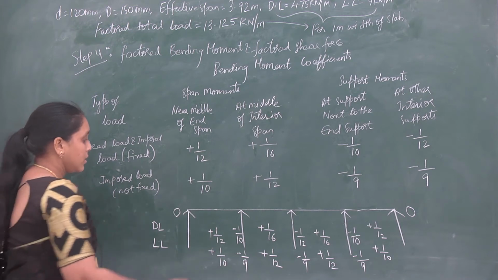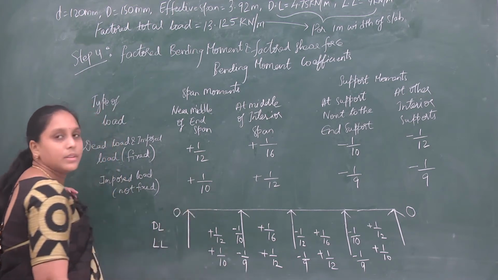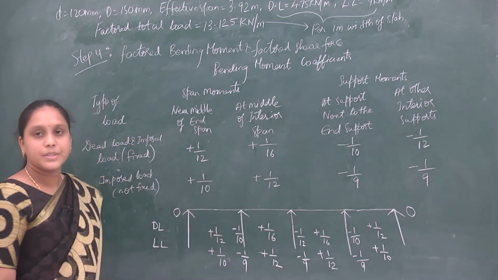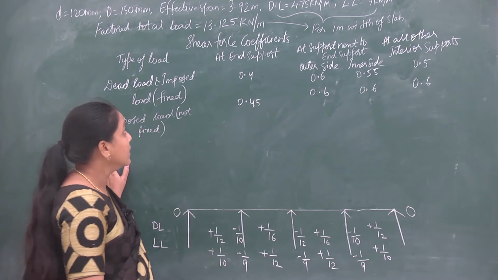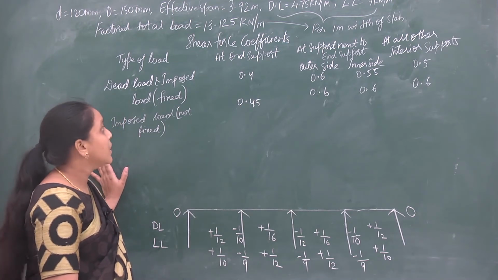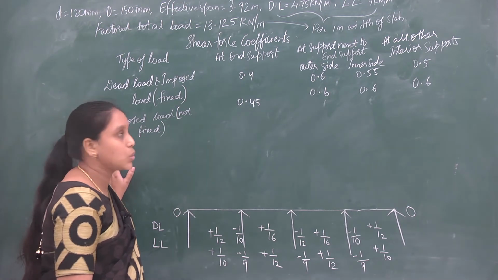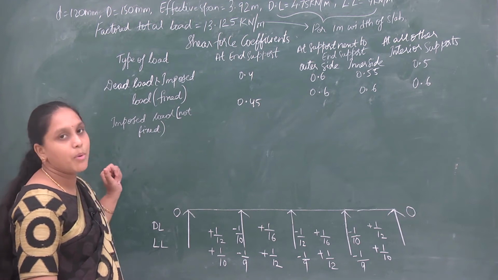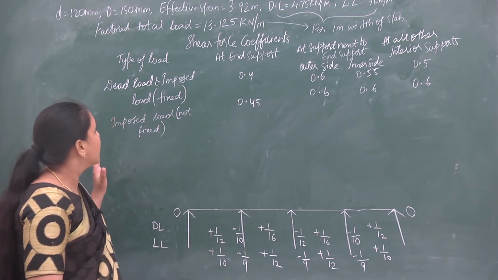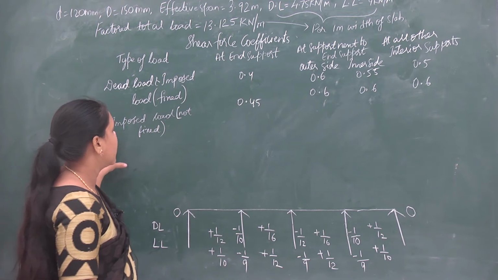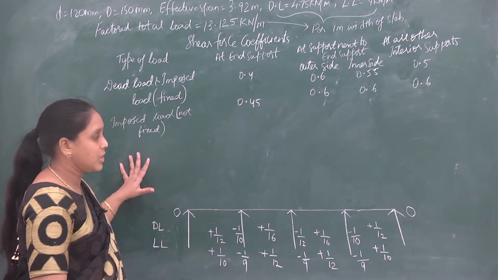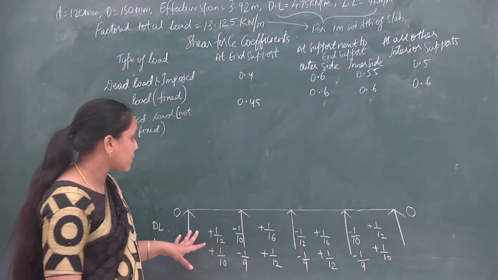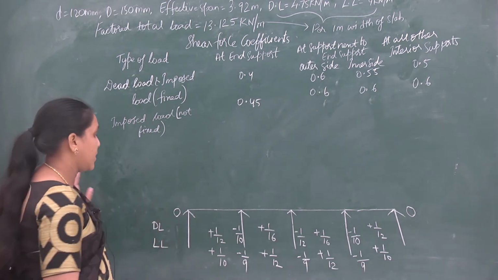So this is how we have to assign the bending moment coefficients. Now let us assign the shear force coefficients. In Table 13 of IS 456:2000, the shear force coefficients are given. In a similar way, based on the type of load and the supports, for the dead load and the live load, the shear force coefficients are given. So let us assign the shear force coefficients for the continuous slab here.